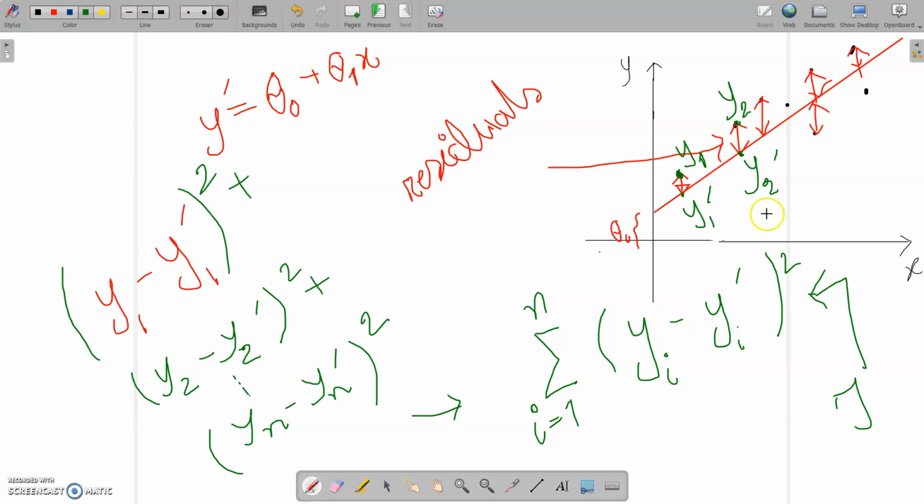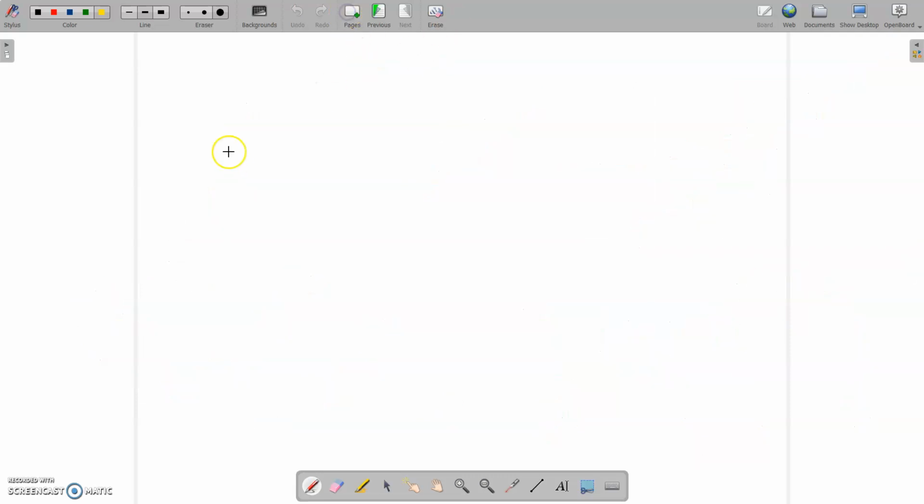You can think of it this way: this was your original value, and this was the prediction. You are taking the difference between these two and squaring it. Then you are summing all together for all the points. What is the total error you have? So we are actually calculating the total error. So if we write it this way, J equals summation of yi minus yi prime, whole square, where i equals 1 to n.